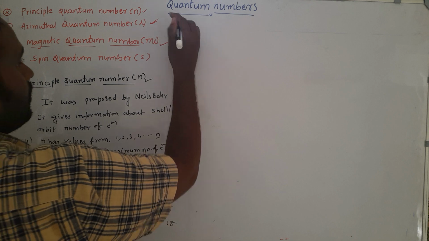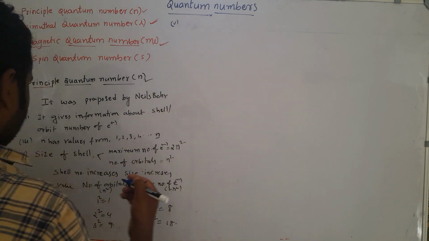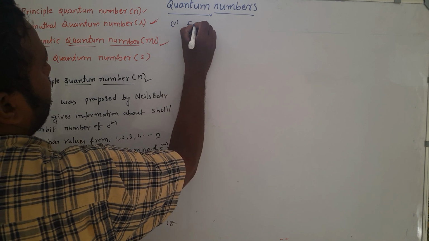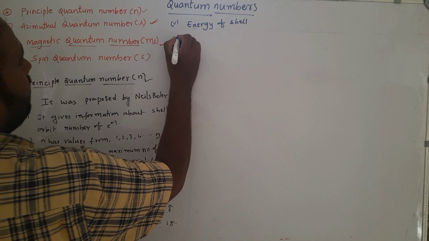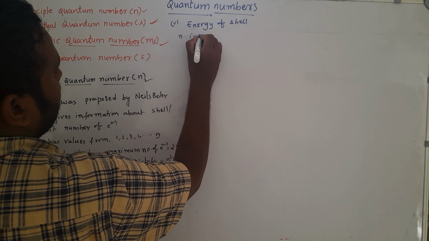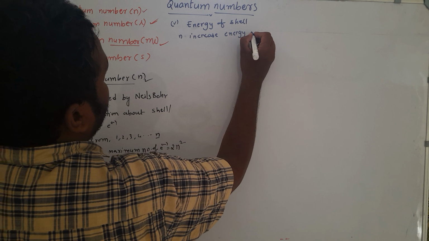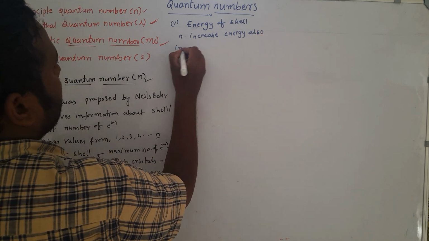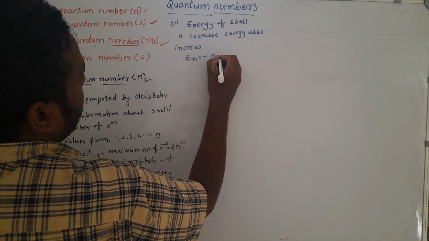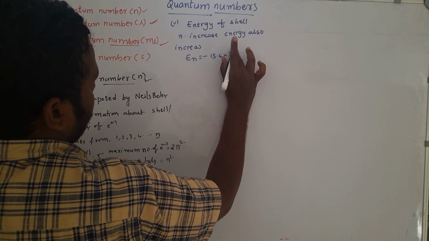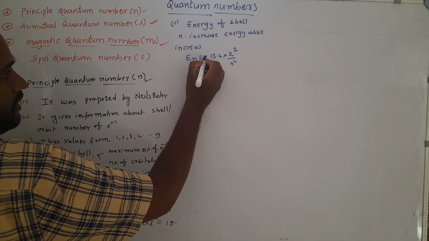So next, the principal quantum number gives information about the size of the shell and energy of the shell. Here, as n value increases, energy also increases according to the formula: energy of nth orbit is equal to minus 13.6 into Z square by n square. Here n is in the denominator, but we have a negative value.